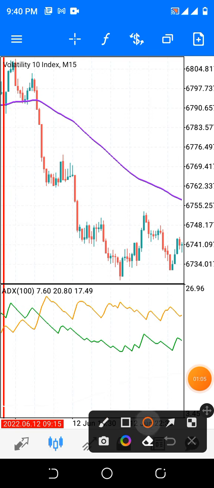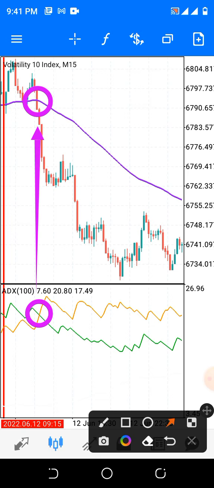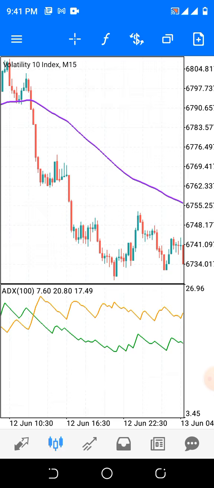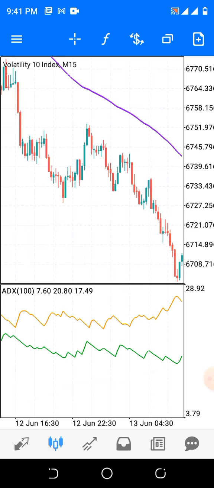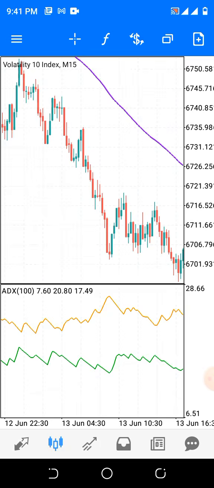When the ADX lines cross each other and the candlestick crosses the moving average at the same time, simultaneously, take a trade. Now what are we taking? Sell position. We are taking a sell position. This is profit for you guys. As simple as it is, this is profit for you. Whenever there is a simultaneous crossing, you see the profit is still going.